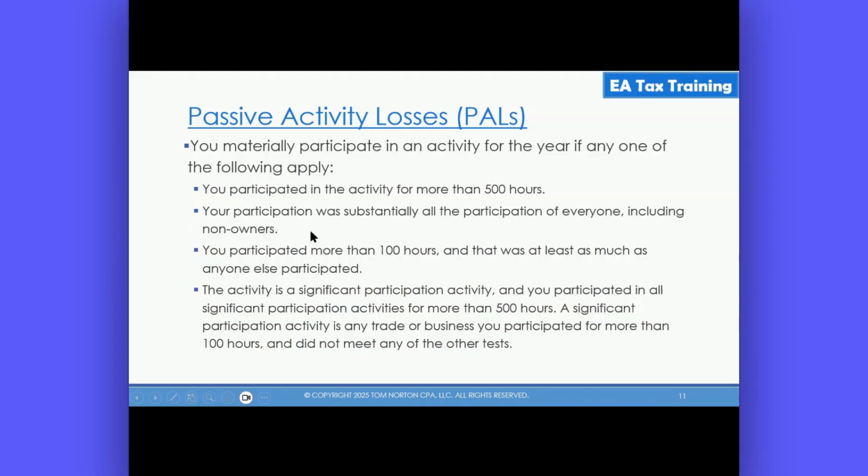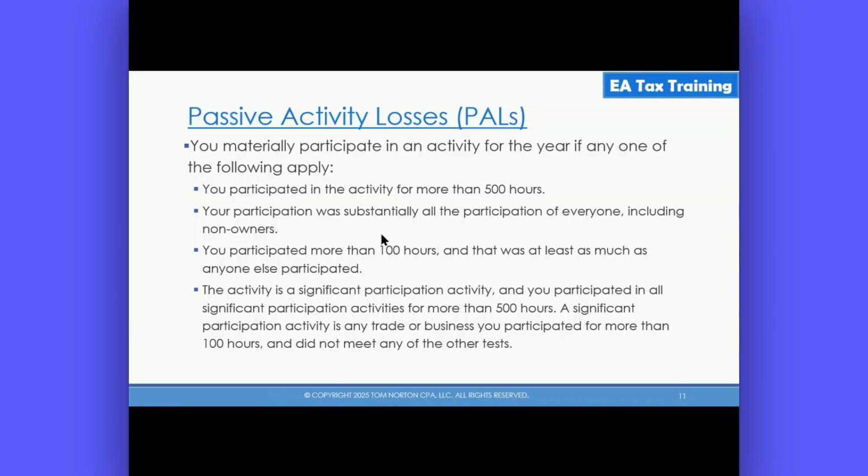Or if your participation was substantially all the participation of everyone, including non-owners. So if what you did, the amount of time you spent on the activity, was essentially all anybody did, there weren't any employees, or if there were any employees, they didn't do much. Anybody else who's involved in the activity didn't do much. You were pretty much it. Then it is not a passive activity. You materially participate. Or if you participated more than 100 hours, and that was at least as much as anyone else participated. So if you put in more than 100 hours and nobody put in any more than you did, even employees, then you materially participated.